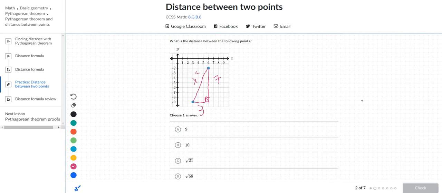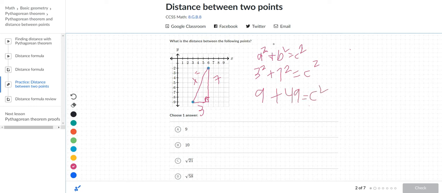Again, go back to the Pythagorean Theorem: legs squared plus legs squared equals hypotenuse squared. So 3 squared plus 7 squared equals c squared. 9 plus 49 equals c squared, and you have 58 equals c squared.